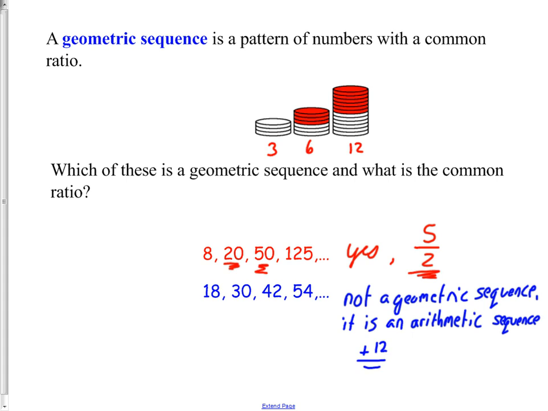Okay? So hopefully that'll show you now the difference between a geometric and an arithmetic sequence. Geometric, I'm multiplying the previous number by a constant value. Arithmetic, I'm adding or subtracting a number from the previous number.